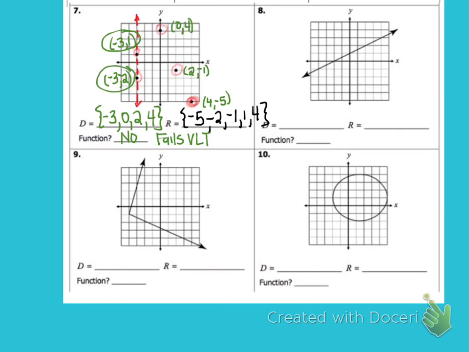What about with number 8? Now with number 8, notice there's not any specific points that are identified. This is just a continuous graph. It's a line of some sort. And so how do we specifically give a domain? Well, when we have something continuous like that, we can't actually list out all the specific domain points. And so instead, what we'll do is we'll see if we can refer to a set of numbers like we've studied, say, like the natural numbers, the real numbers, those kind of things, to describe it.